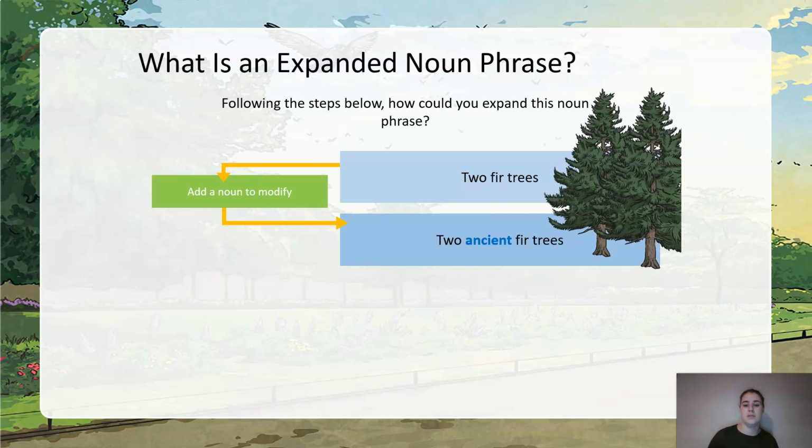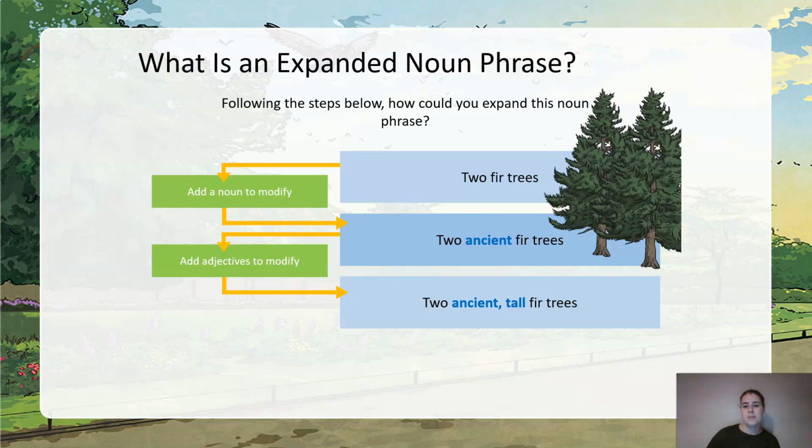Okay, well, I came up with the example of the 2 ancient fir trees. We know that fir trees are quite big trees, and we know it takes a long time for them to grow, so they're quite ancient. But then I'm going to say the 2 ancient, tall fir trees. So now I've added more information, not only about their age, but their height.